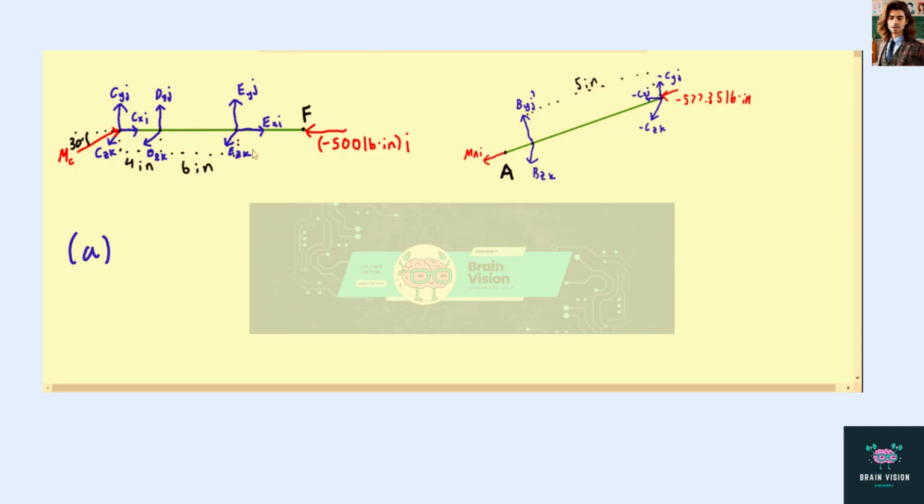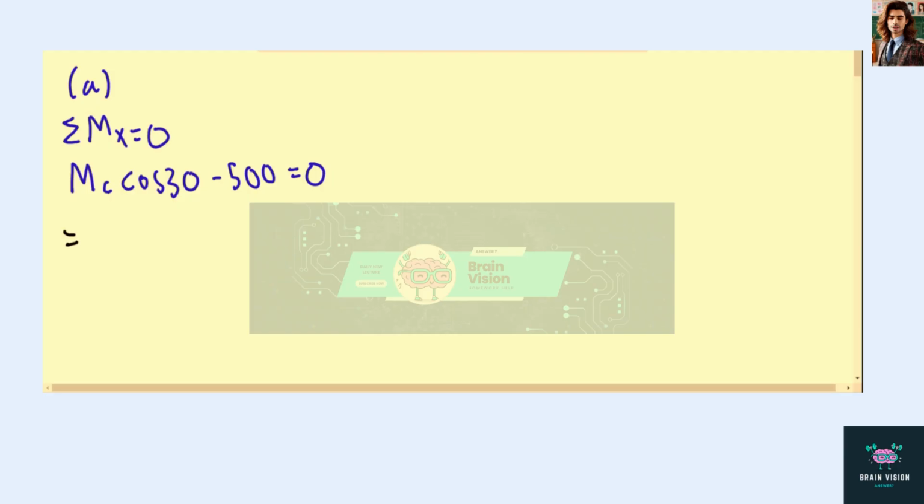So we're going to start by looking at this free body diagram on the left, from point C to point F. And from that free body diagram, we can say that the sum of moments about its x-axis is equal to 0, which we can write as moment about the point C times the cosine of 30 minus 500 is equal to 0. And we can solve for the moment M of C to get a value of 577.35 pounds-inches.